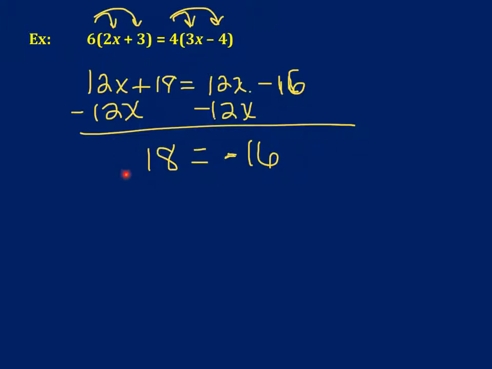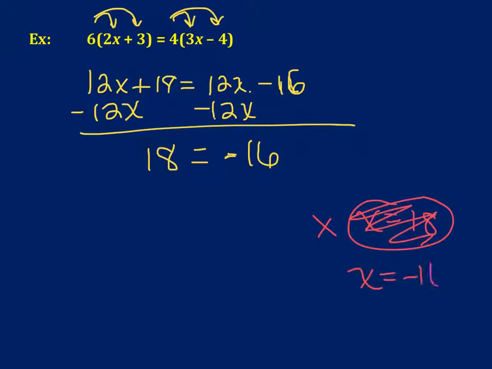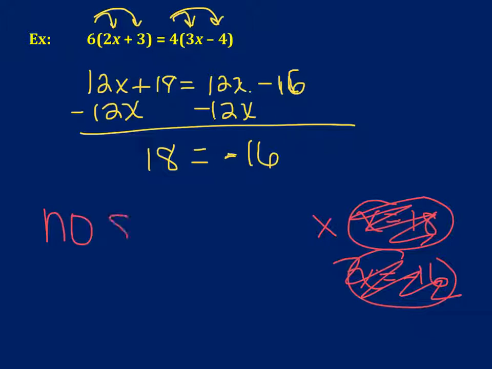So here I have this funky thing. I have 18 equals negative 16, which is not true. They're not equal numbers. If you remember from the problem before, when x equaled 2, that's saying that x was allowed to equal 2. This doesn't say that x equals 18, because if it did, it would look like this. It doesn't say that x equals negative 16, otherwise it would look like that. It says 18 equals negative 16, which is not true. So what that means about x is that there is no solution.